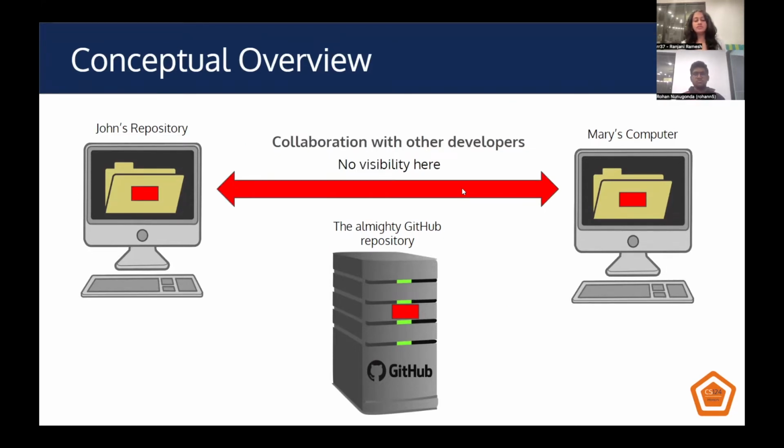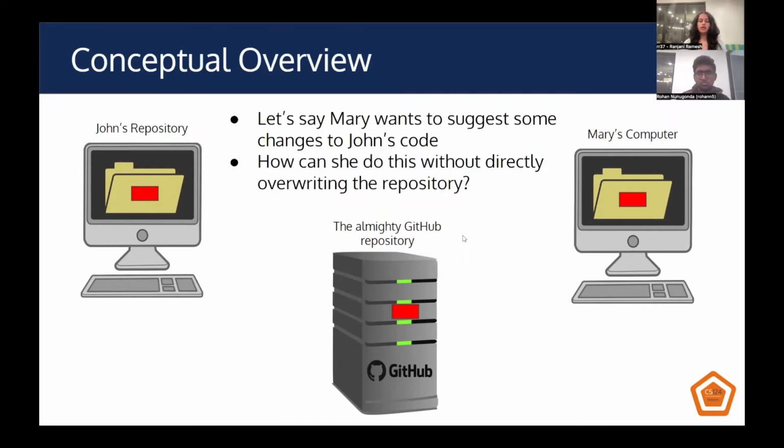And what is cool about this is that the same exact version, like I said, exists on her computer. And so in this way, John and Mary have collaborated with each other, but this is done in a secure way. So there's no visibility between what is on John's computer and what is on Mary's computer. So now let's say that Mary has looked through John's code and she wants to suggest some changes to what John has implemented. So how can she do this without overwriting what John has written?